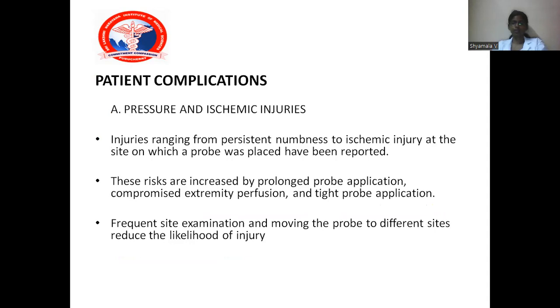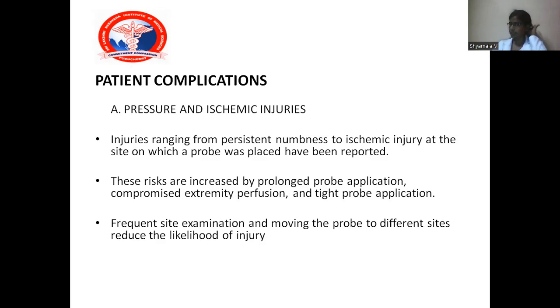Before going to the complications, let us revise once. So you all know that oxygen is carried by hemoglobin. Hemoglobin consists of two alpha chains and two beta chains along with a porphyrin ring at the center with heme in it. Hemoglobin binds with oxygen only when the iron is in the ferrous state. Each hemoglobin can carry up to 4 oxygen molecules. Each gram of hemoglobin carries 1.34 ml of oxygen.